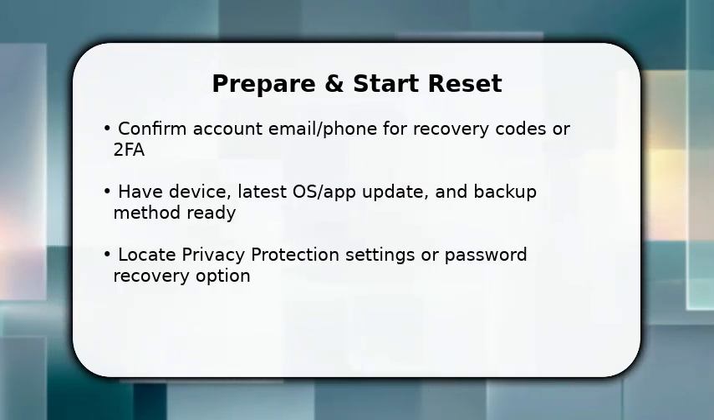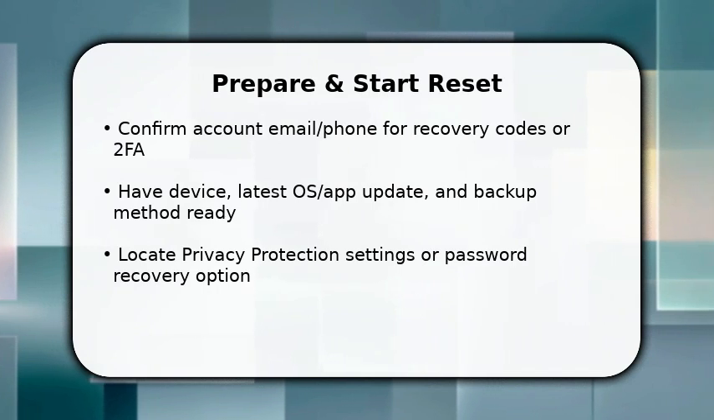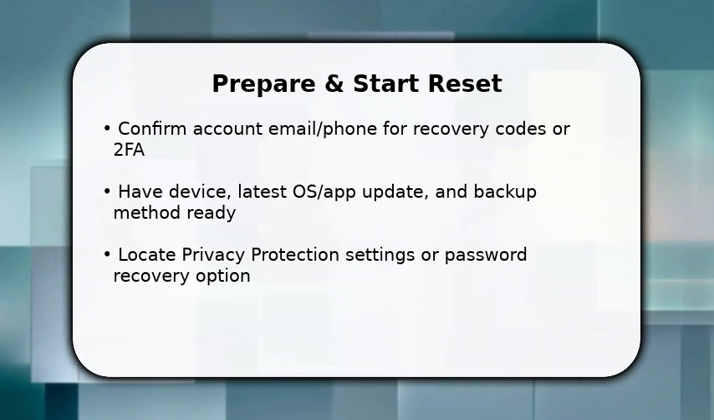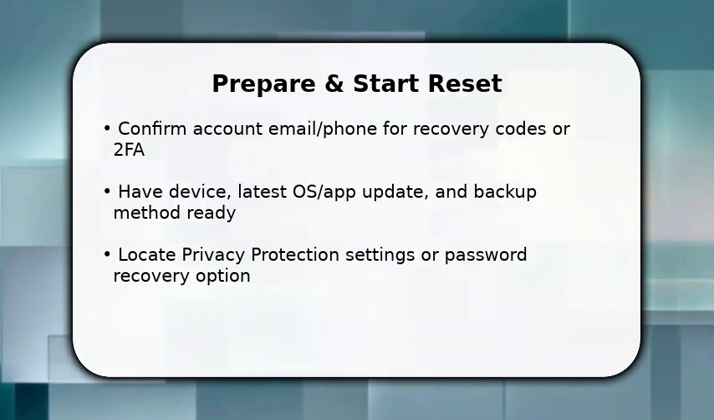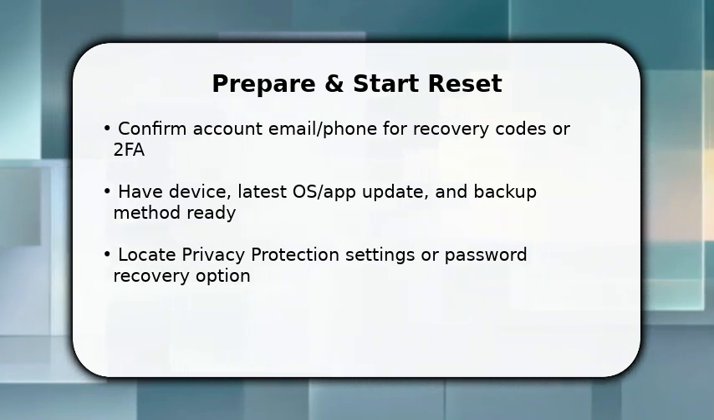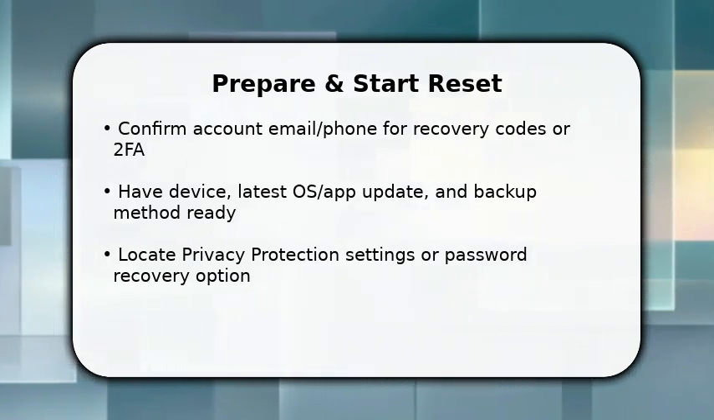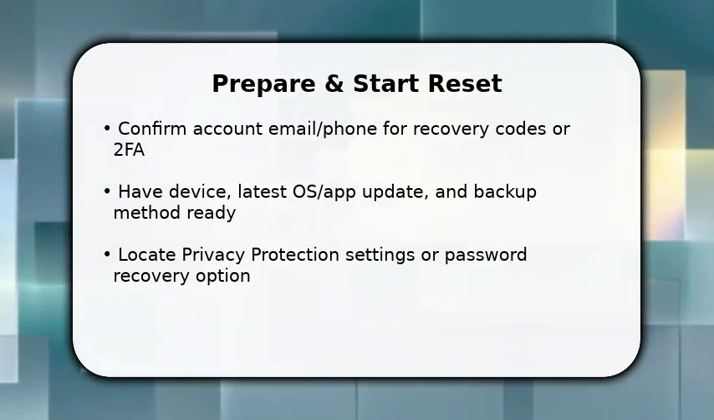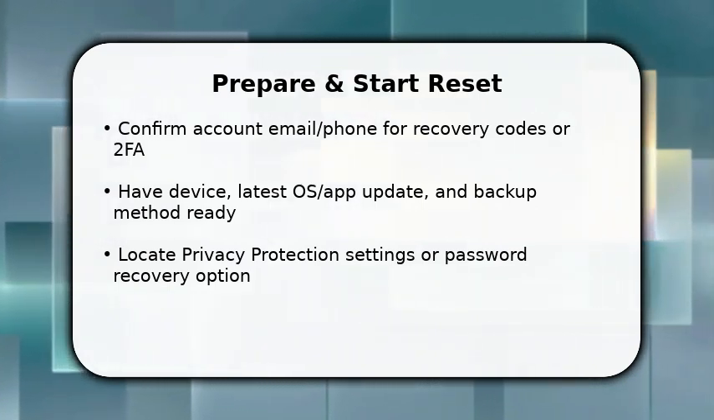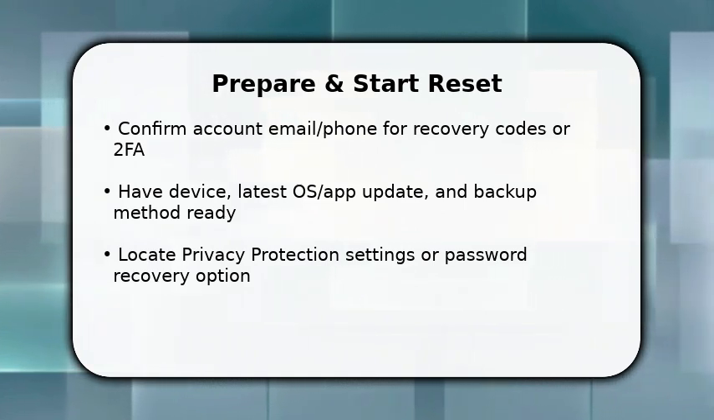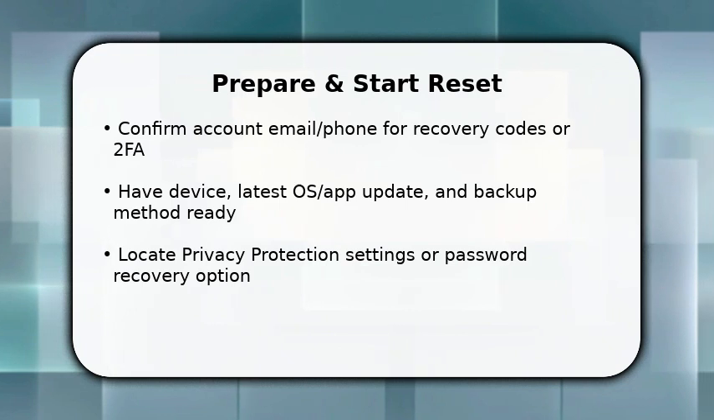You begin by confirming you have access to the account email or phone tied to privacy protection. This is how the system verifies you. Once done, make sure the device you'll use is updated to the latest OS or app version and connected to a secure network. Then open Settings and navigate directly to Privacy Protection or Security Password Recovery. Don't hesitate. Start the recovery flow now so the next verification steps appear for you to complete.